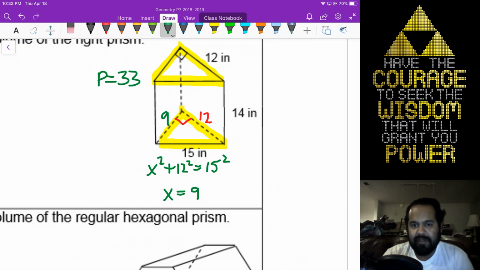Right? 15 plus 12 is 27. 27, no, that should be 36. 36. See, this is why I don't like doing math late at night when I'm tired.